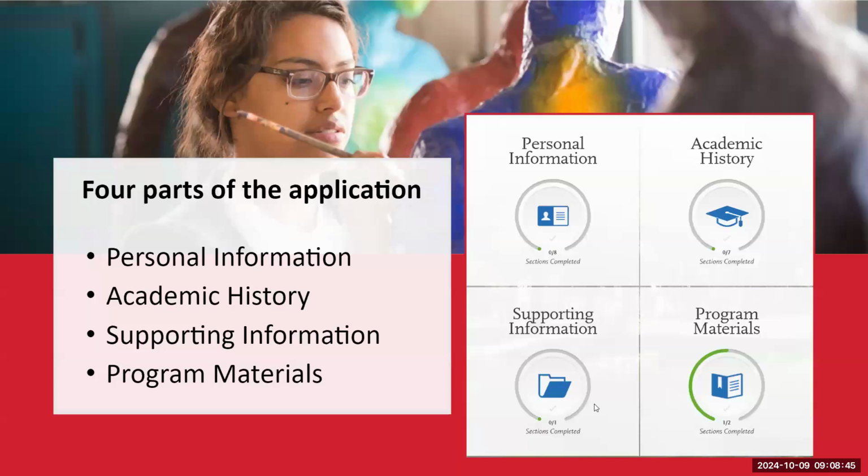So on the application, we're going to see 4 quadrants. All of these quadrants have to be completely green in order for you to submit the application. So we have personal information, academic history, supporting information, and program materials.